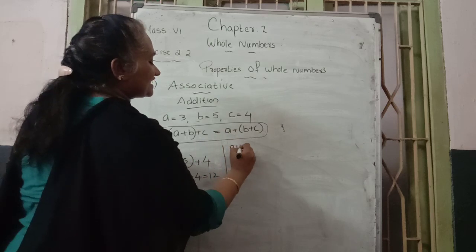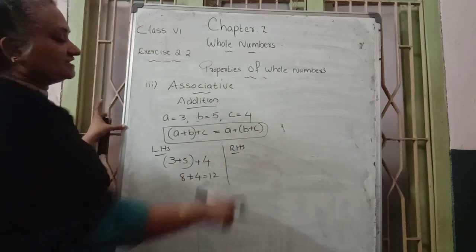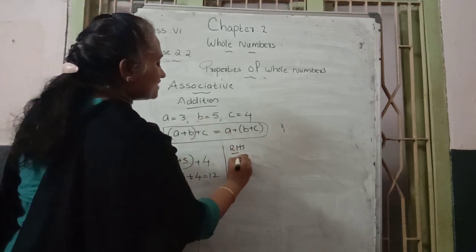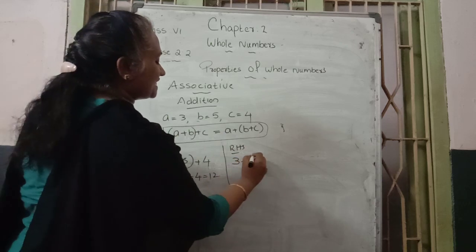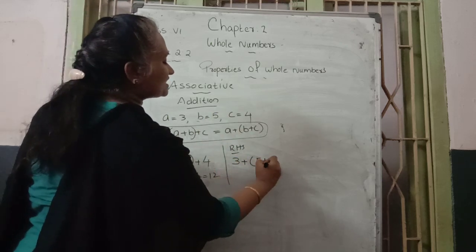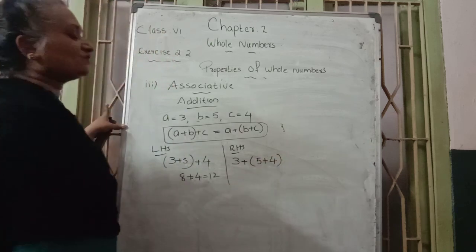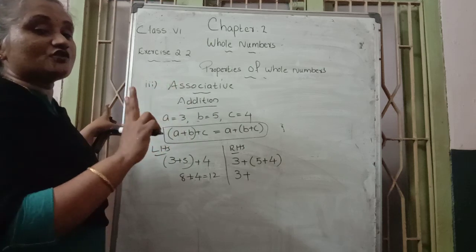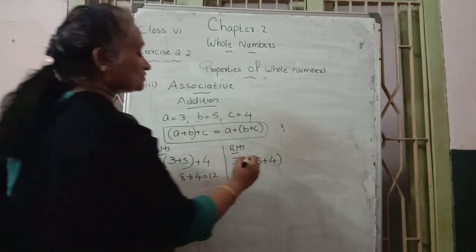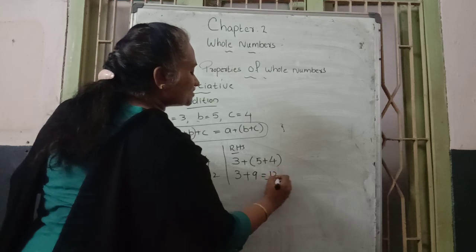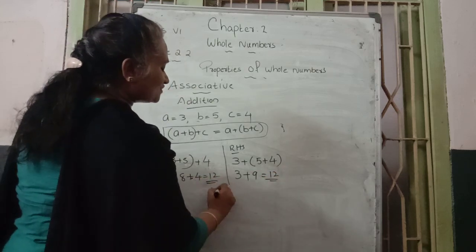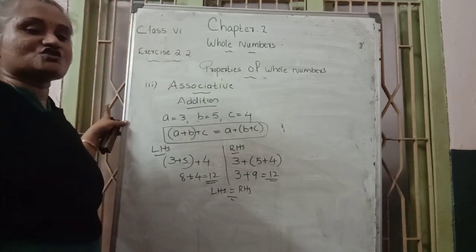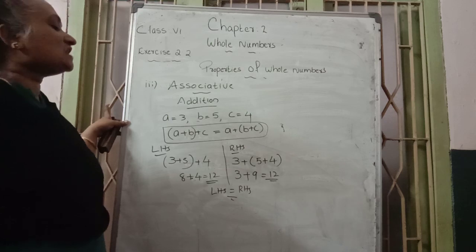Here, the RHS side, right? Equality is the right-hand side, this one; the left-hand side is this. Then for the RHS, the A value is how much? 3 plus, in the bracket, the B value is 5 plus the C value, 4. Then 3 outside, plus; first preference is given to the bracket calculation. 5 plus 4 comes to be 9, 9 plus 3 becomes 12. See, the LHS answer and RHS answer are equal. That's why we can say the associative property is satisfied under addition.